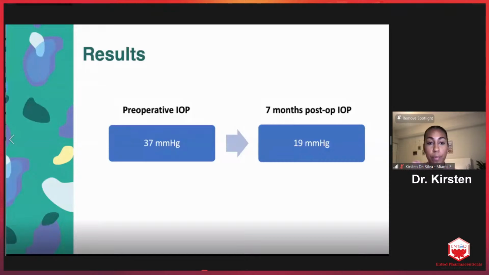Our patient's preoperative IOP of 37 millimeters of mercury improved to 19 millimeters of mercury at the 7-month postoperative visit, and he has not required any additional surgery.